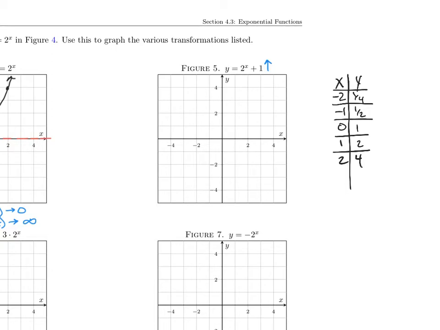Since this affects our y values, I'm going to add 1 to all of our y values. You can do this in either a mixed number, improper fraction, whatever you want to do. So 5, 3, 2, 1 1/2, 1 1/4. When I graph all of these points, it's going to look something like this.